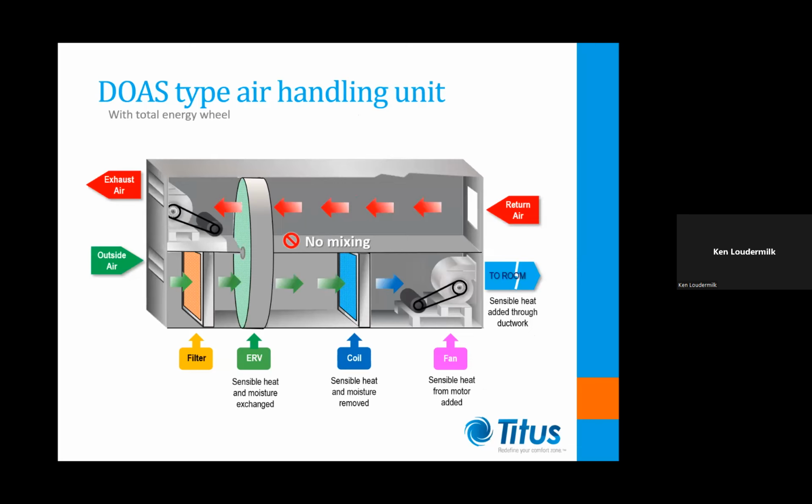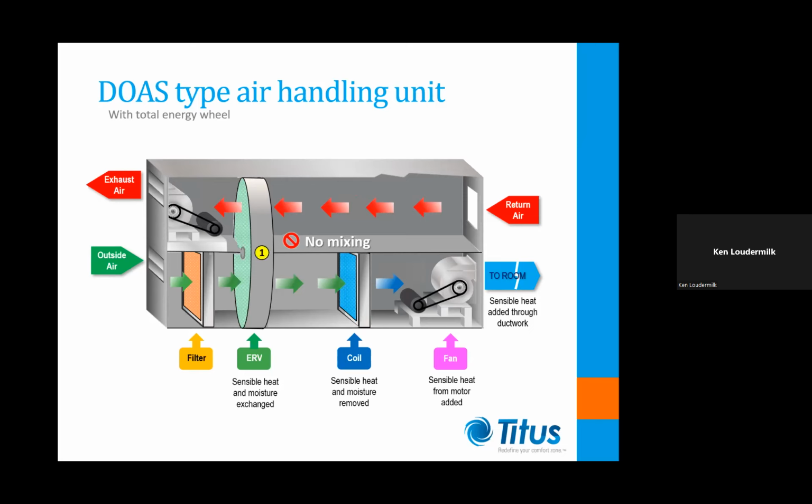Now let's take a look at a DOAS air handling unit. DOAS air handling units are designed to provide 100% outside air to the space. As such, they do not mix return and outdoor air during normal operation. Instead, the outdoor air leaving the energy wheel passes directly to the cooling and dehumidifying coil without mixing.